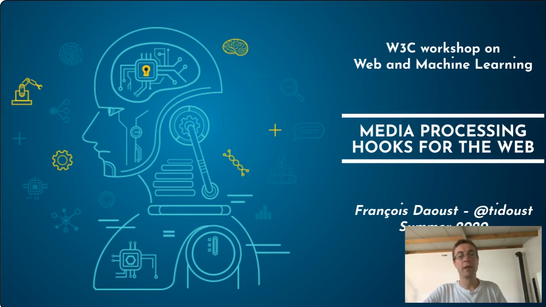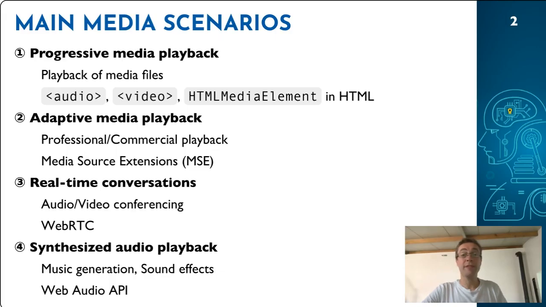Slide 2. In the past few years, I would say that standardization has enabled 4 different media scenarios on the web. First one is support for basic media playback, also known as progressive media playback. In other words, the ability to play a simple media file. This was enabled by the audio and video tag in HTML and the underlying HTML media element interface.